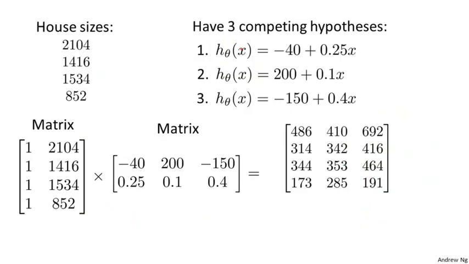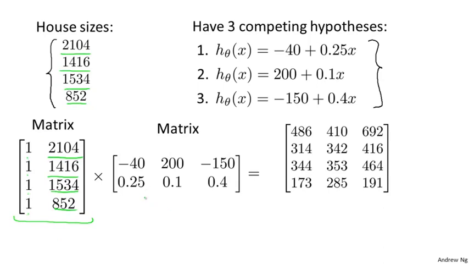Finally, let me show you one more neat trick that you can do with matrix-matrix multiplication. Let's say as before that we have 4 houses whose prices we want to predict. Only now we have 3 competing hypotheses shown here on the right. So if you want to apply all 3 competing hypotheses to all 4 of your houses, it turns out you can do that very efficiently using a matrix-matrix multiplication. So here on the left is my usual matrix, same as from the last video, where these values are my housing prices, and I've put ones here on the left as well.